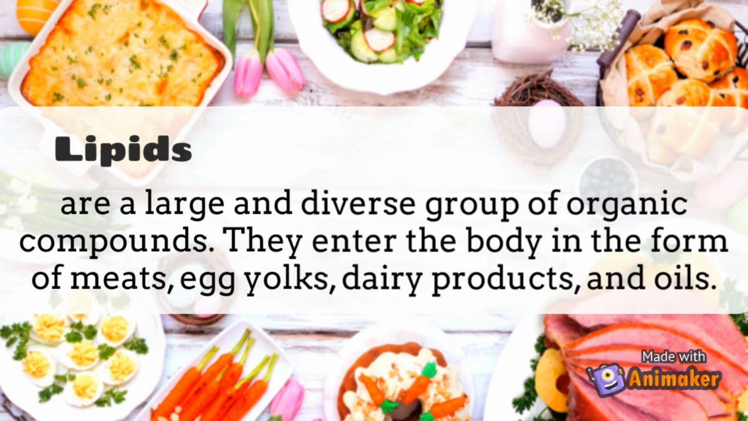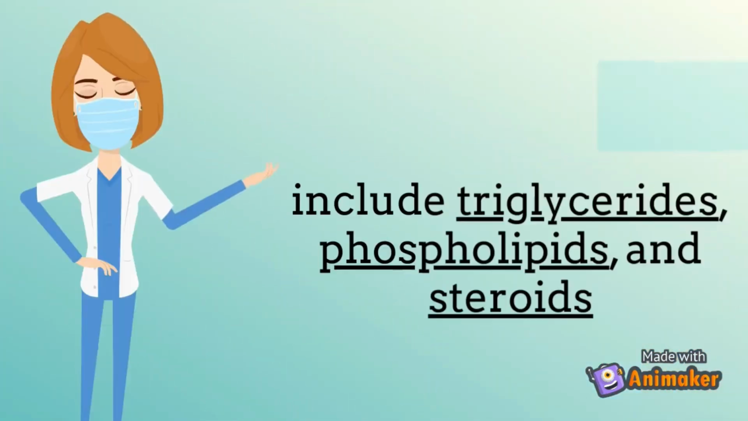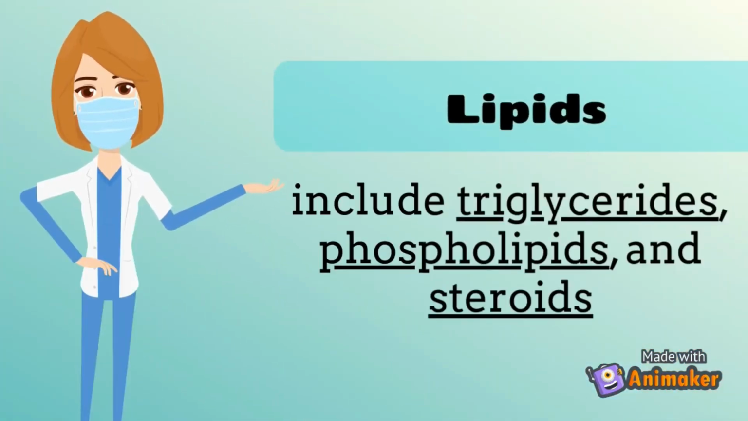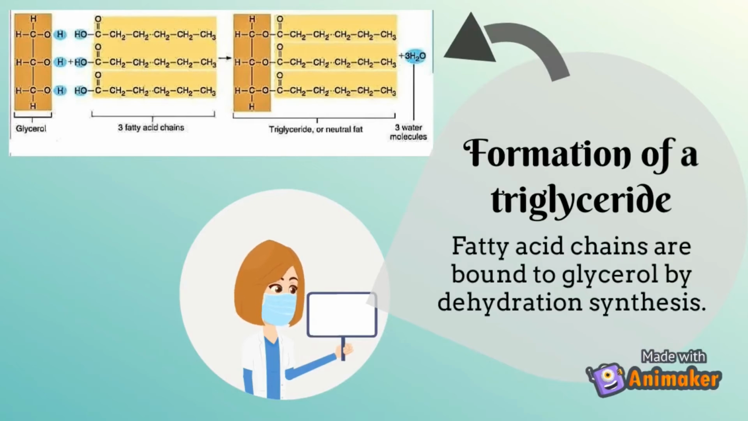They enter the body in the form of meat, egg yolks, dairy products, and oil. Lipids include triglycerides, phospholipids, and steroids. So first, this is the formation of a triglyceride. Fatty acid chains are bound to glycerol by dehydration synthesis.